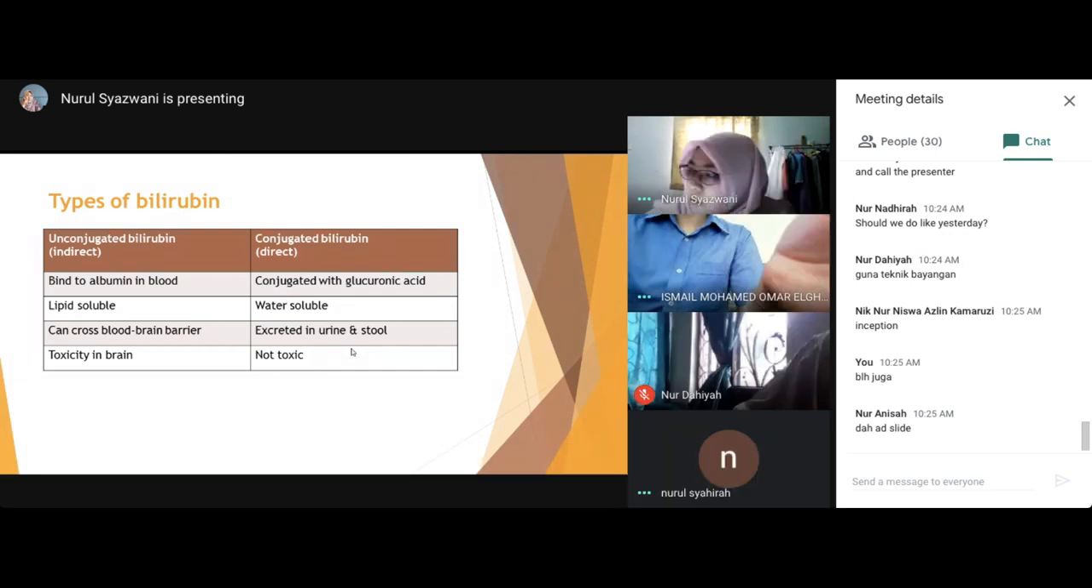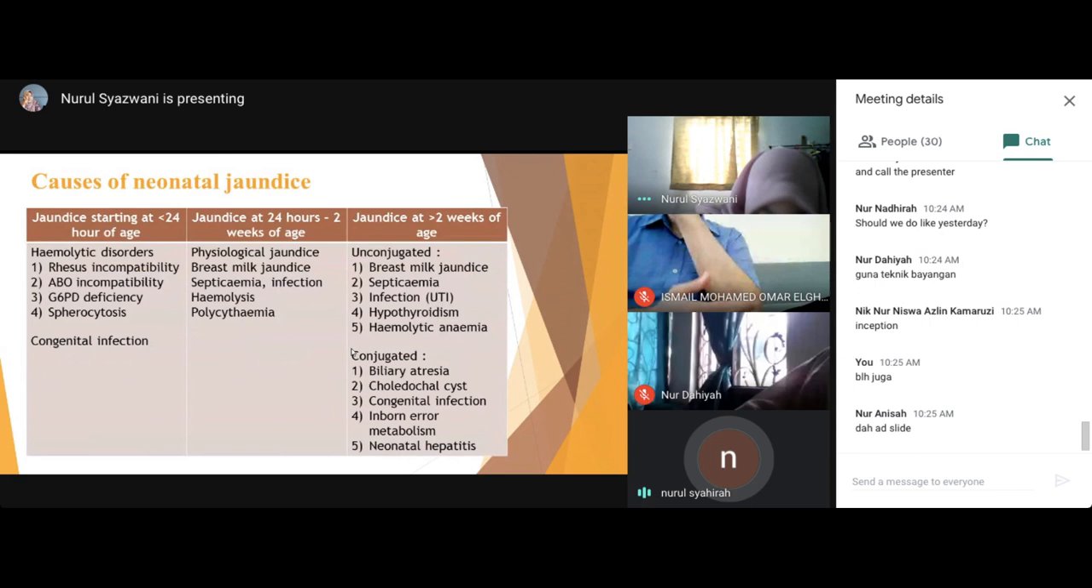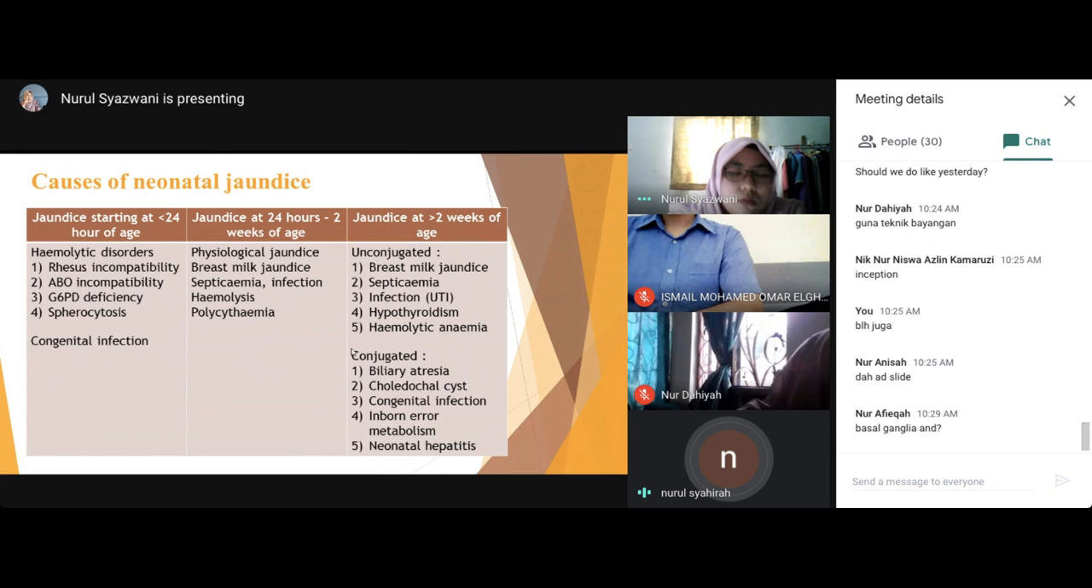Okay, so these are the causes of neonatal jaundice. We can divide it into three: jaundice starting at less than 24 hours of life, jaundice at 24 hours to 2 weeks of age, and jaundice at more than 2 weeks of age. Jaundice starting at less than 24 hours of life can be caused by hemolytic disorders, such as rhesus incompatibility, ABO group incompatibility, G6PD deficiency, as well as spherocytosis. But the most common is the ABO incompatibility.